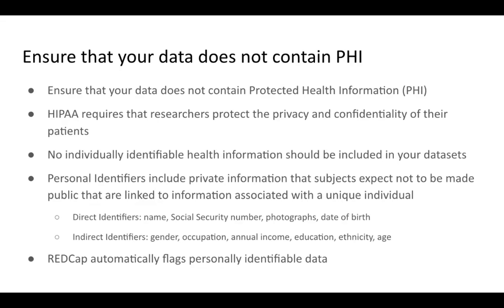Personal identifiers include private information that subjects expect not to be made public, that is linked to information associated with a unique individual. Direct identifiers such as name, mailing address, phone number, social security number, photographs or date of birth are tied directly to one individual. Indirect identifiers may include gender, rare disease, place of birth, occupation, income, education, age.